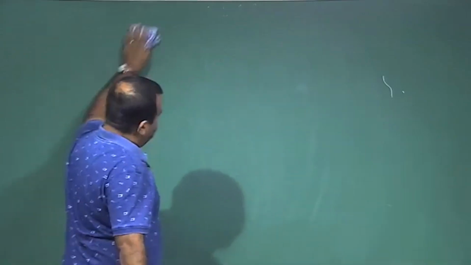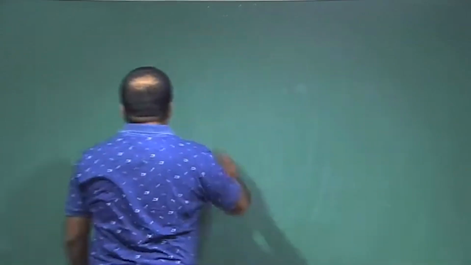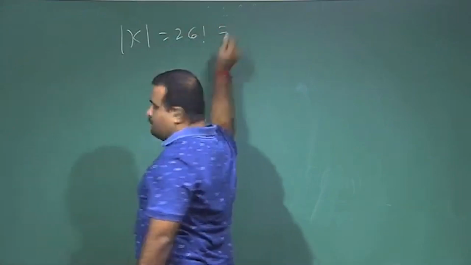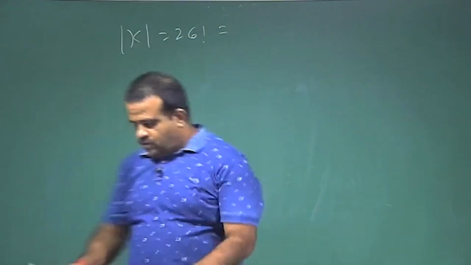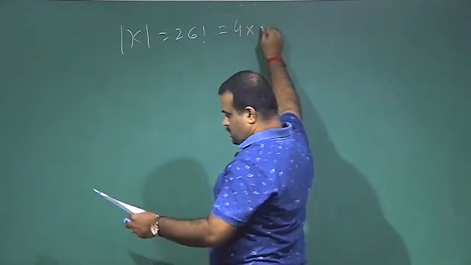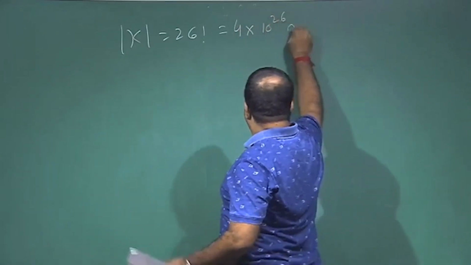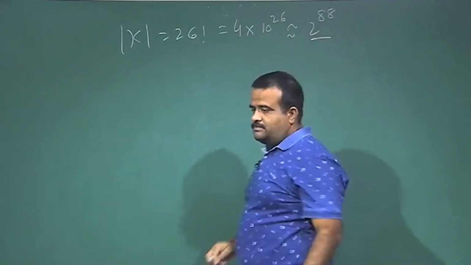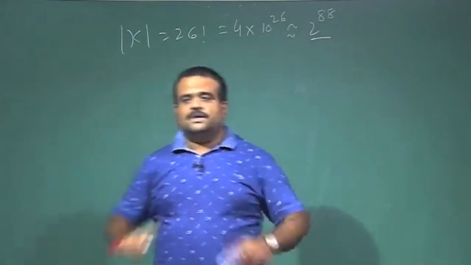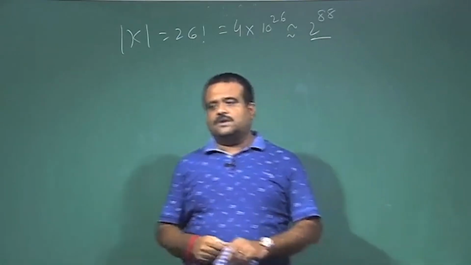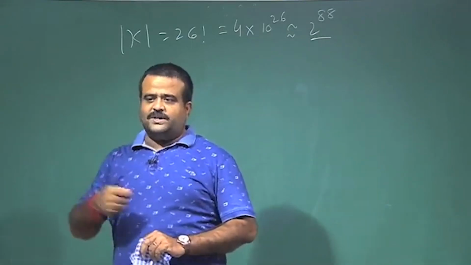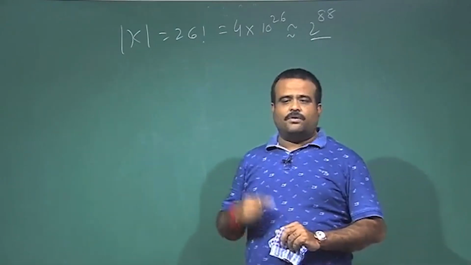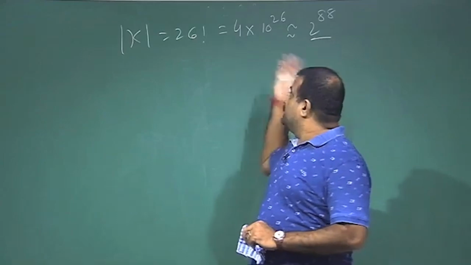The key is the set of all permutations. So, there are factorial 26 permutations. So, this number is basically 4 into 10 to the power 26, which is approximately 2 to the power 88, which is huge, a very large number. So, this many permutations are possible. So, if one has to go for the brute force method or searching in the key space, then Oscar has to try all possible permutations, and there are this many permutations.